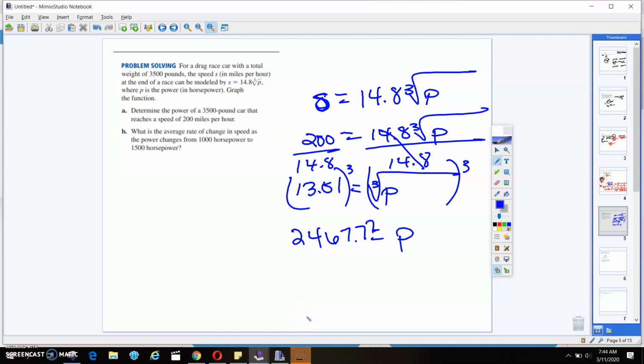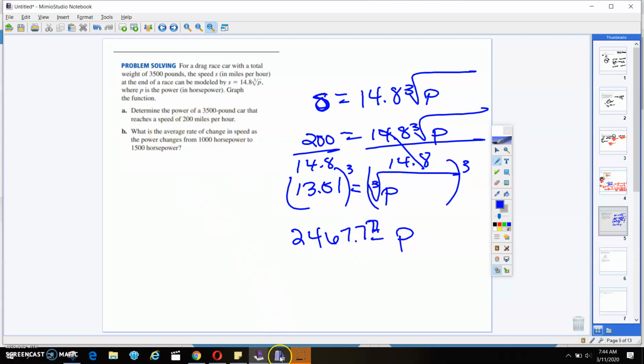Okay, so on this one, what you're going to do is plug in that 200 for S and then solve for P. So you're going to divide by 14.8 on both sides and then cube both sides, and then you're going to get 2,467.77. That's going to be your P.